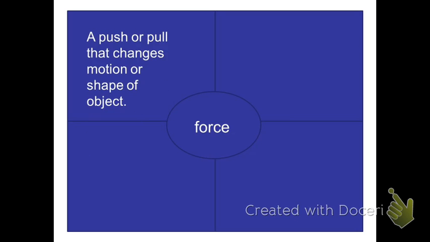Some characteristics for forces. The formula says F equals m times a. We know these already. This is a review. The unit for force is newtons. When you apply force, the objects may or may not move.